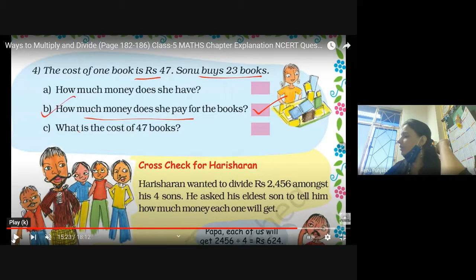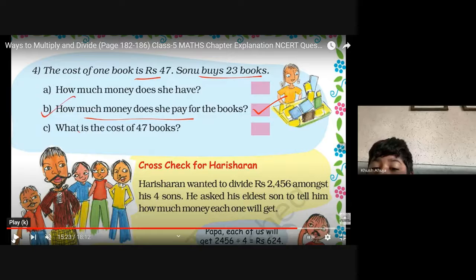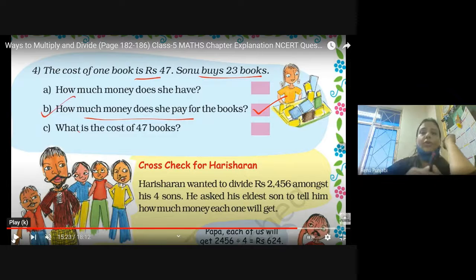And when you do 10 into 90, it will be 900. You are not multiplying, you're just showing the multiplication sign. You actually are not multiplying. Now we have to do this in the notebook also. No, this is in the textbook only.